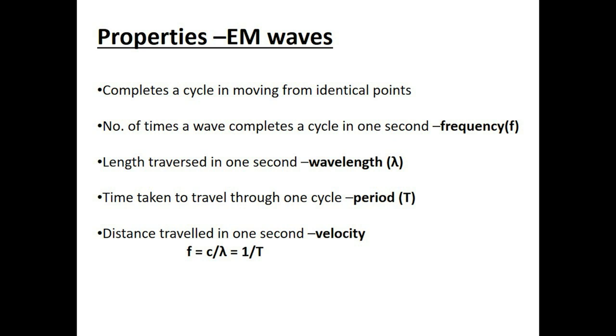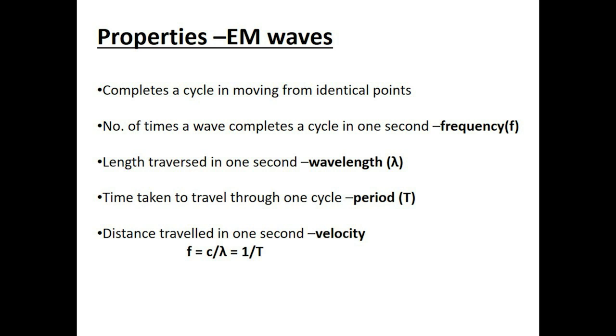So now we can look at the properties of EM waves. As said, it completes a cycle in moving from identical points, that is, one positive half cycle and one negative half cycle make one complete cycle. Then frequency, represented as a small f, is the number of times a wave completes a cycle in 1 second. Then wavelength, lambda, is the length traversed in 1 second.